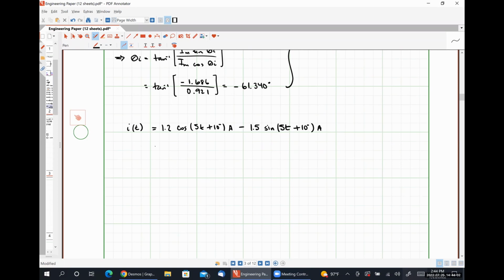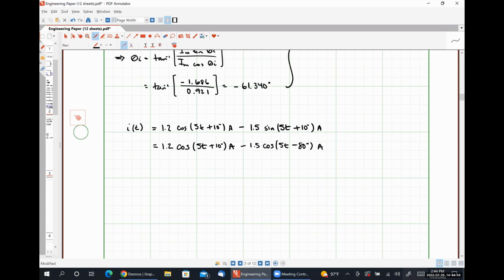Okay. So I'm going to make a very minor adjustment here. 1.2 cosine 5t plus 10 degrees amps is going to stay the same. And then here I'm going to have 1.5 cosine 5t minus 80 degrees amps. All I've done is just change that second part into a cosine function.